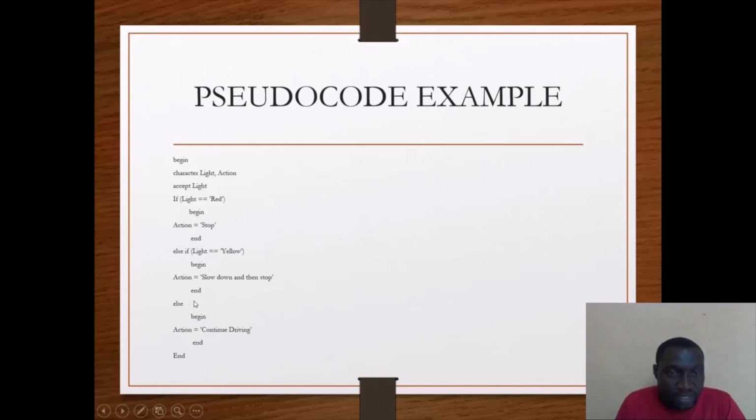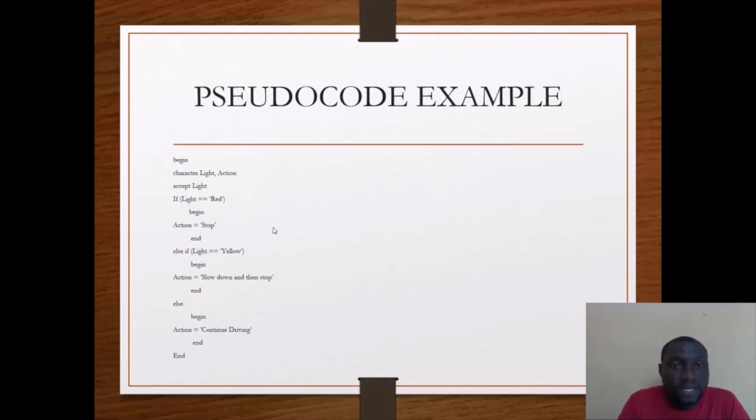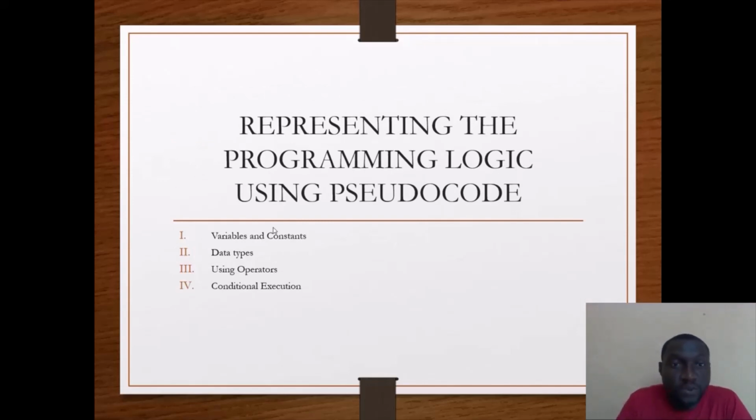Else, if the color of the light entered is neither red nor yellow, then the computer will begin a new set of actions, meaning that the action will be to continue to drive. So you see clearly from this pseudocode, the color of the light tells the computer what it should do, and the color of the light is an input that the user of the computer will be required to enter into the computer program. So my colleague will take you through the second video, which deals with representing the programming logic using pseudocode.